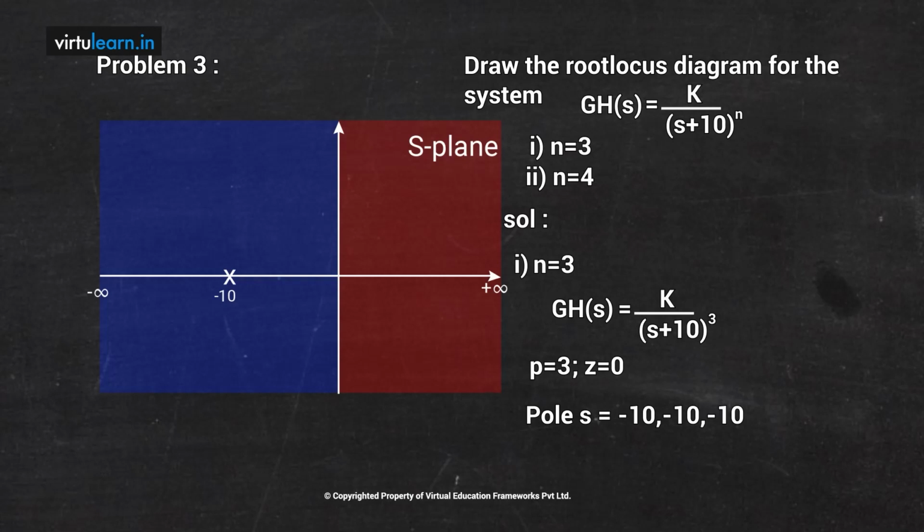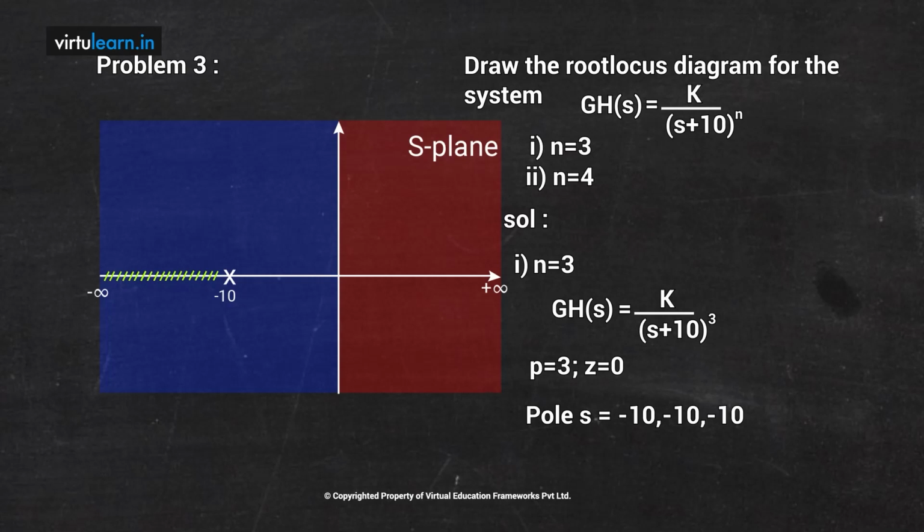Next, what will be the second step? The second step is to identify the root locus area. If you identify the root locus area, it's very clear. The root locus can exist from s is equal to minus 10 to minus infinity. So this is your root locus area, minus 10 to minus infinity.